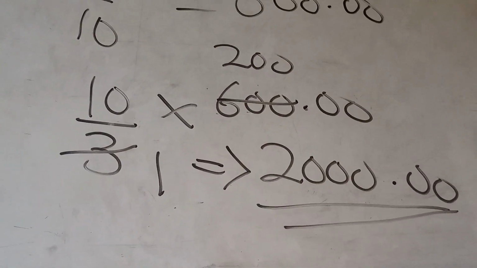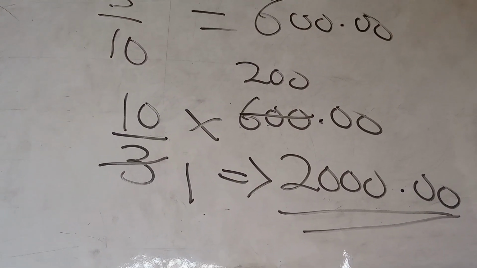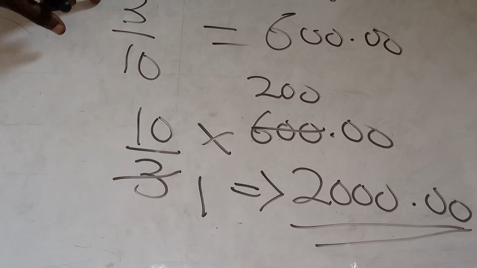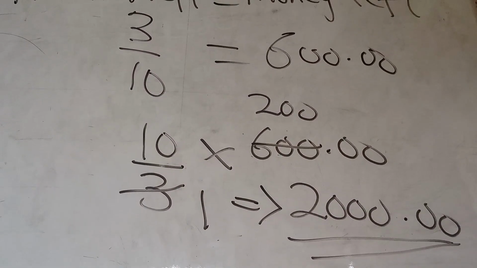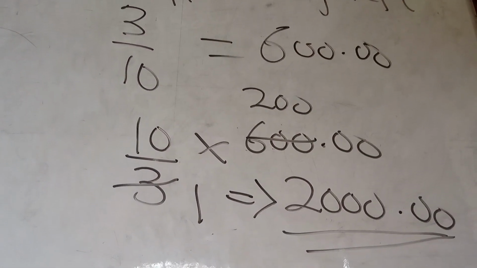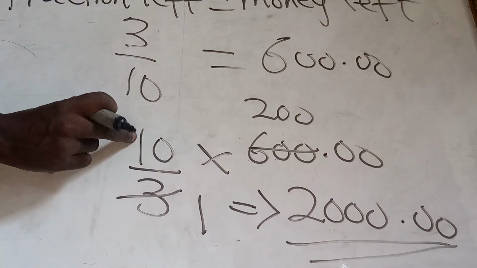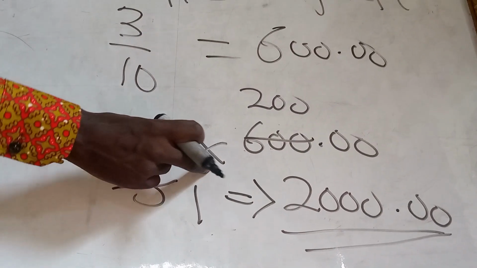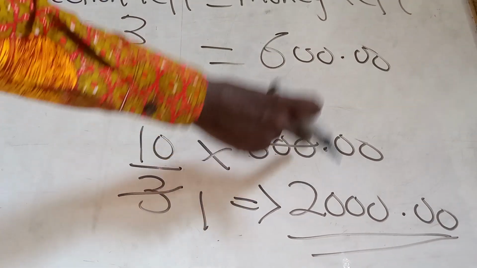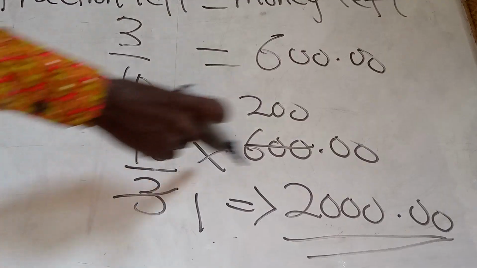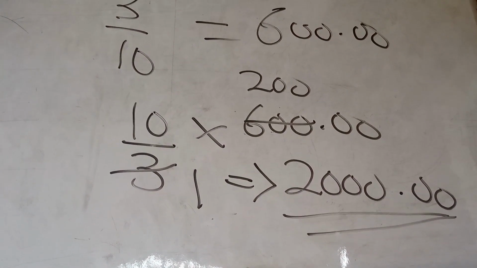So always note that your fraction left is equal to money left. And our fraction left here is 3 over 10, and the amount left is 600 cedis. To solve this, we have two approaches. You turn this one upside down, so it becomes 10 over 3 times 600 cedis. 3 goes here 1, 3 goes here 200. 200 times 10 is 2,000 cedis. Or the second approach.